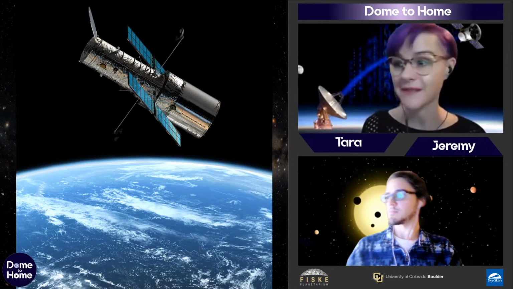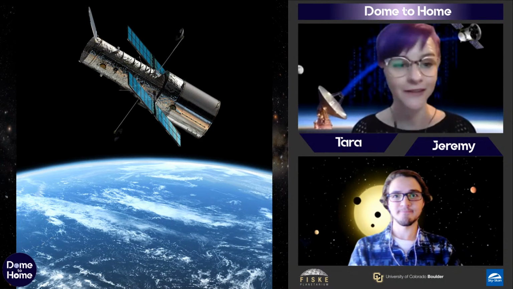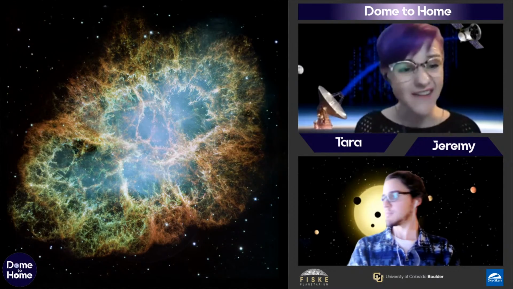There's always the famous one that we like to show of the Crab Nebula, which is the remnants of a supernova. This is a picture that Hubble took. But this thing is 6,500 light years away, and it's several hundred light years across. So it's massive, massive, massive.